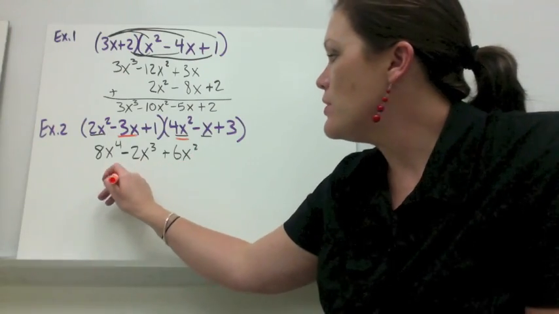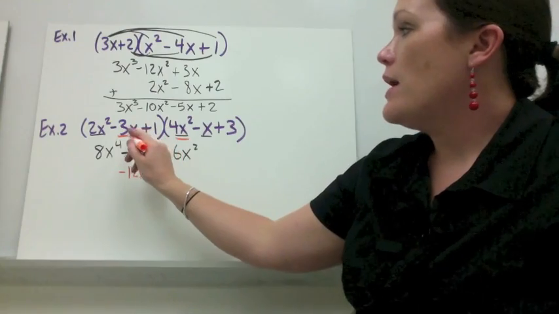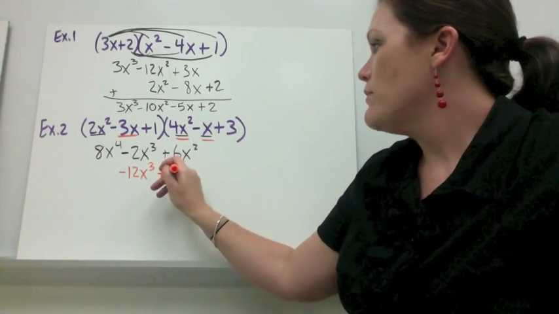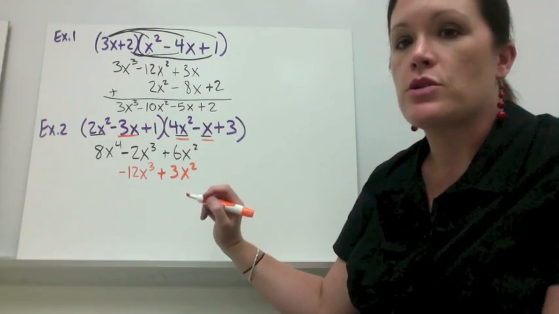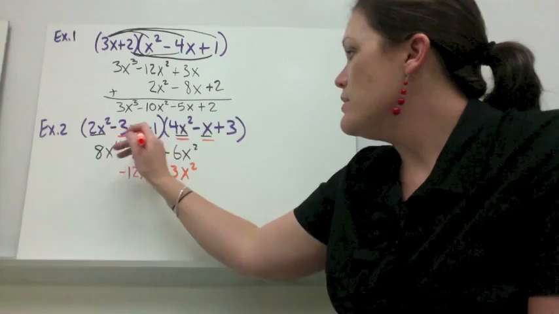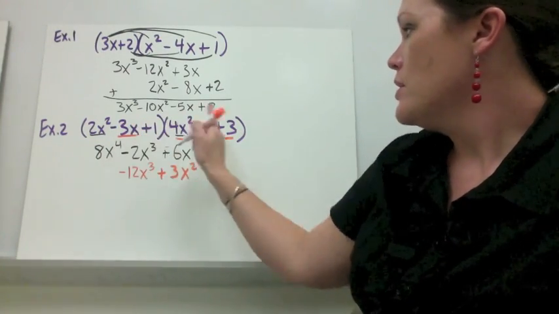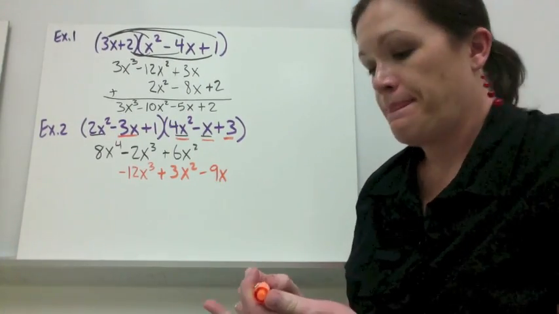So let's put that underneath the x cubed I already have. Then I have negative 3x times negative x. So that would be positive 3x squared. So I'm going to put it underneath the x squared term I already have. And then negative 3x times 3 will give me negative 9x.